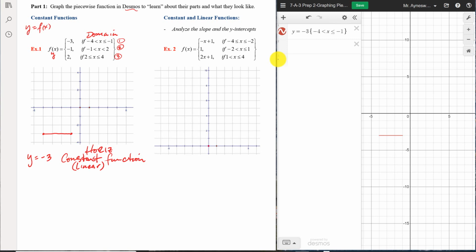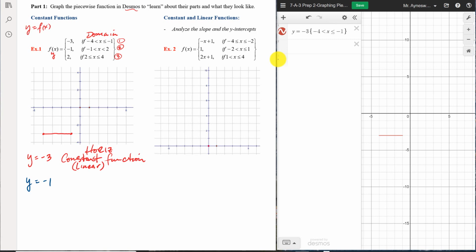Okay, the second piece I'll put in blue. Okay, and y equals -1 from -1 to 2. All right, so again, this is the second piece. So y is equal to -1. And again, this is a constant, right? -1's constant. It is not determined by x, like these other pieces in example 2.